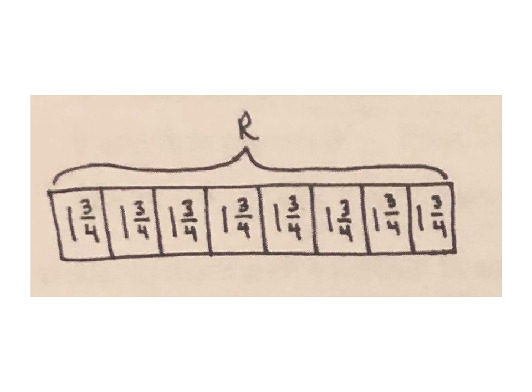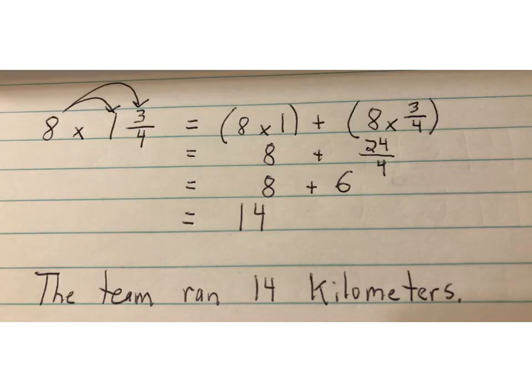Now, once they are done, if they did a tape diagram, I'm not sure if they would, but here's what it would look like. 8 groups of 1 3/4. And then numerically, they most likely use the distributive property that we did on Friday. As I mentioned, many kids like using the arrows to help them remember what to do. So we do the 8 times the 1 to equal 8. 8 times 3/4 is 24 quarters, which is 6. We put it together. The team ran 14 kilometers.